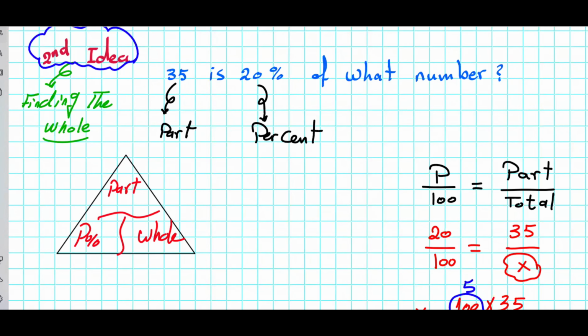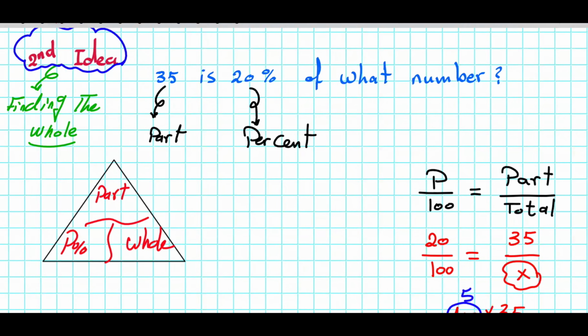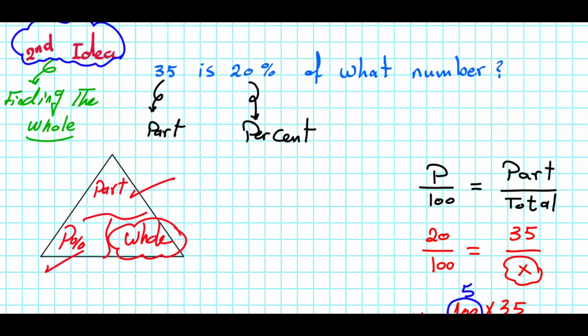Okay. Second idea is talking about finding the whole or the total. So I got the part and the percent. So I have to get the total or the whole. 35 is 20% of what number? So I got the part now and the percent. So I need the whole, which is this number, of which 35 is represented by 20%. Dividing the part by the percent, or using the same rule here, which is easier now: percent over 100 equals part over total.